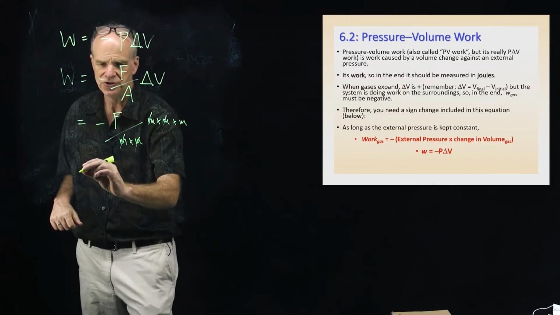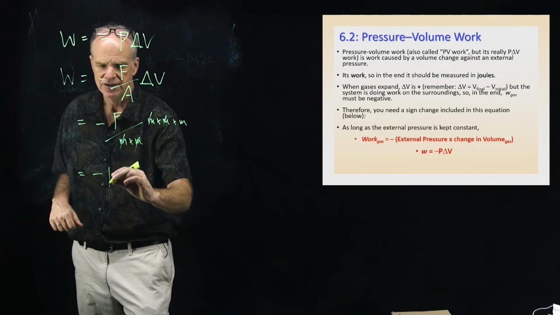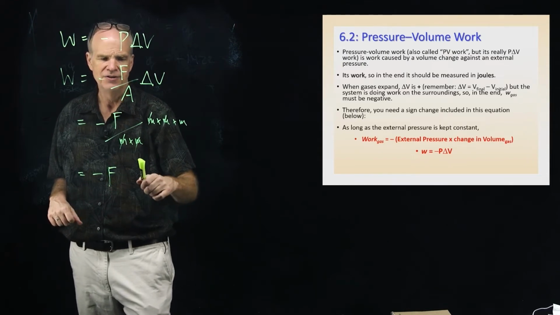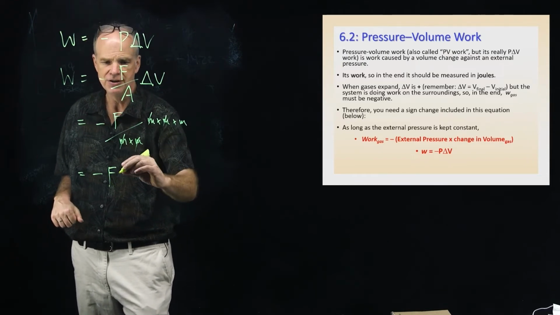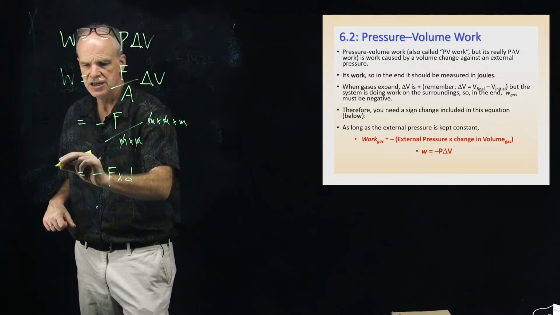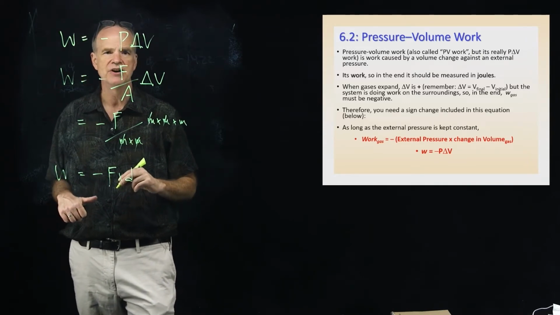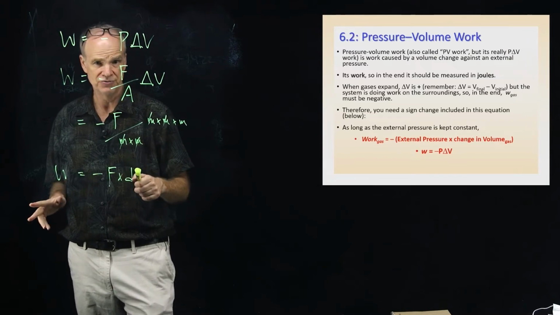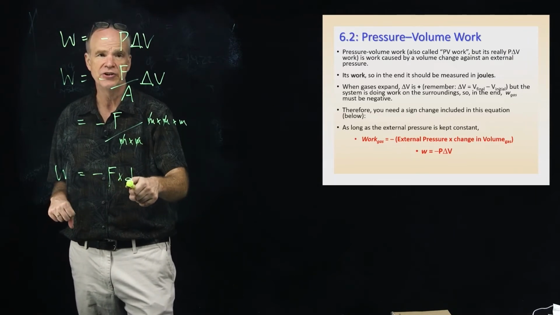And so what you can sort of see now is that here, F times the single distance here is going to be equal to work, because that's how we originally defined work. Work, again, as we originally defined it, is going to be force times distance.